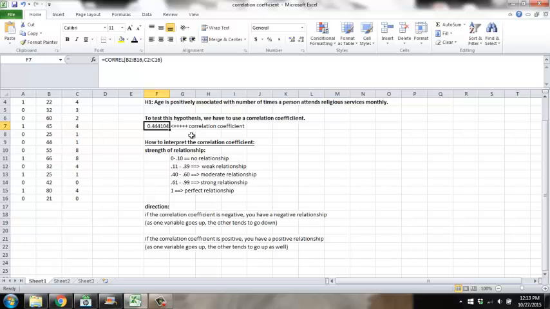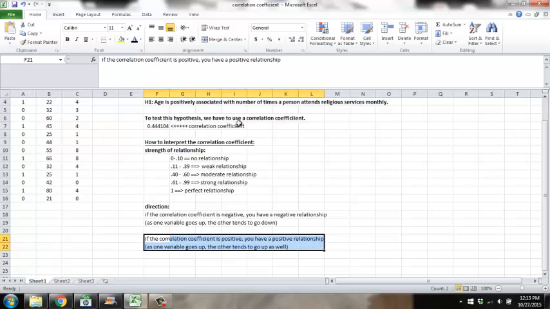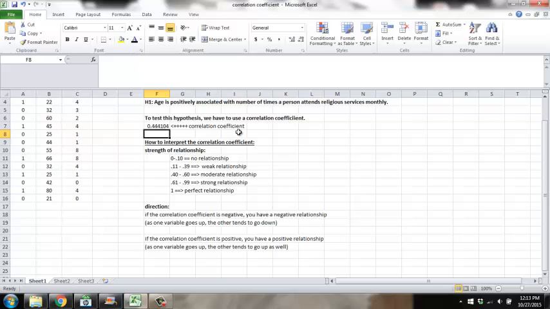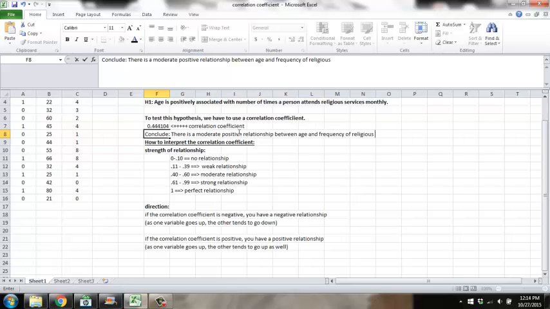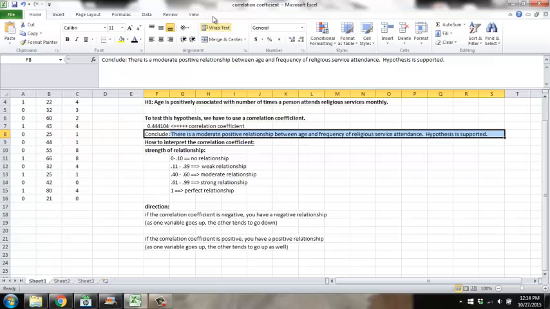0.44, I look here and I see that means moderate relationship. 0.44 is positive, so I see I have a positive relationship. So what does this 0.44 tell me? It tells me that I conclude that there is a moderate positive relationship between age and frequency of religious service attendance. Hypothesis is supported. Okay, that's it. Shall we do one more?